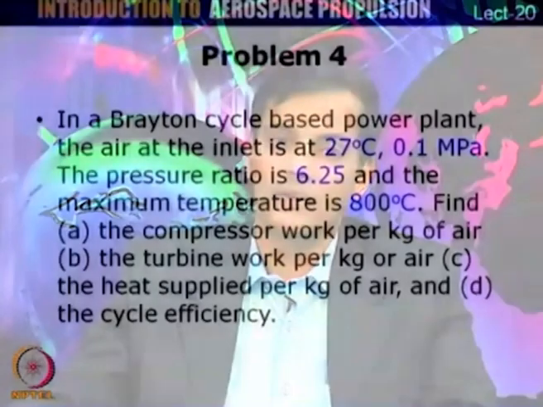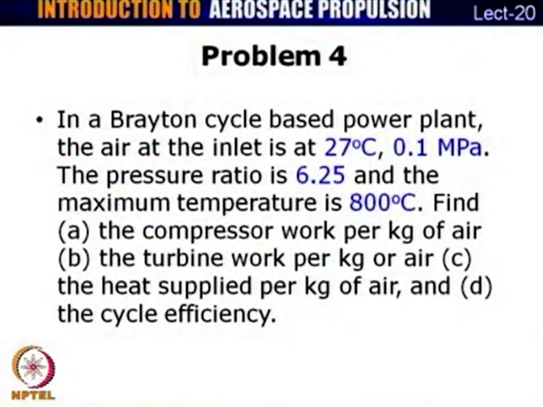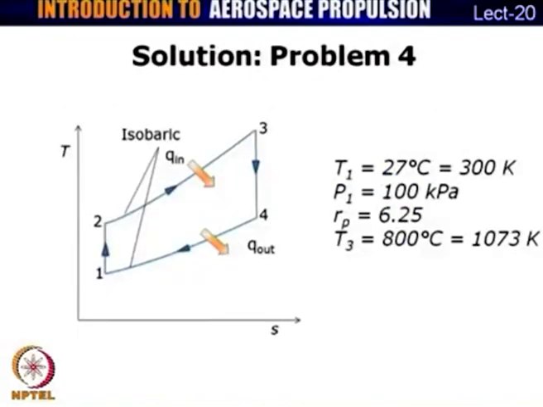So, the problem statement for a Brayton cycle case is, in a Brayton cycle power plant, the air at the inlet is at 27 degrees Celsius and 0.1 megapascal. The pressure ratio is 6.25 and the maximum temperature is 800 degrees Celsius. Find the compressor work per kilogram of air, the turbine work per kilogram of air, the heat supplied and the cycle efficiency. So, we shall first take a look at the cycle diagram for the Brayton cycle in T-s coordinates.